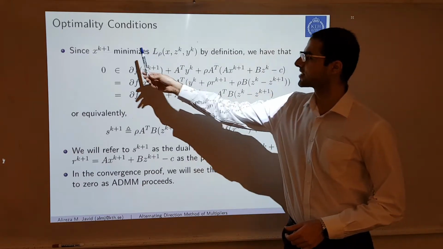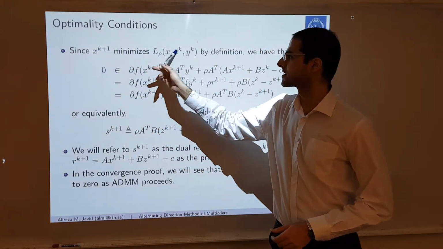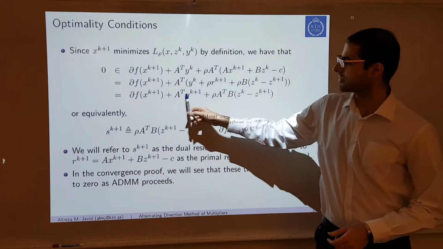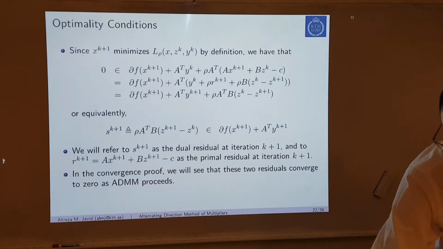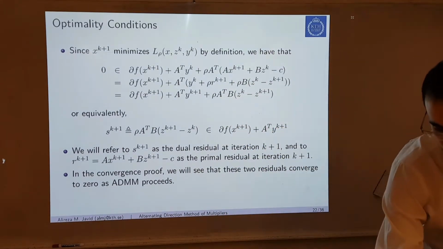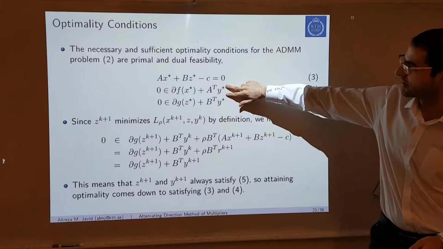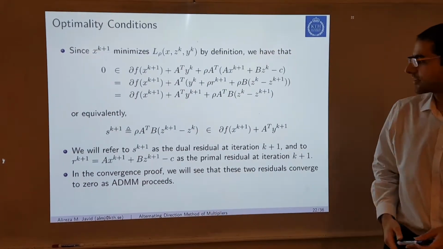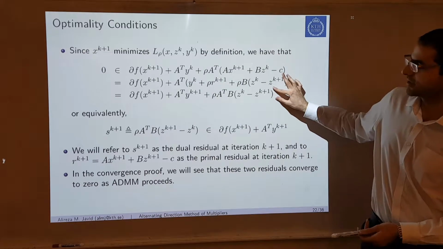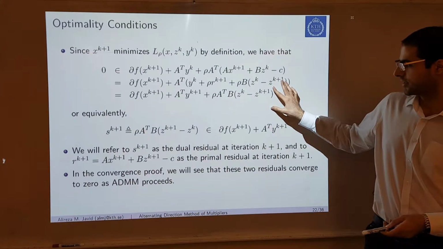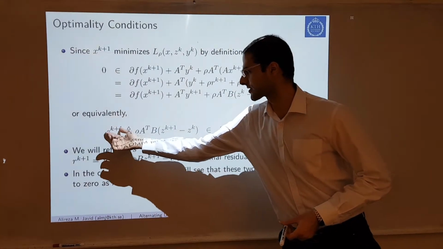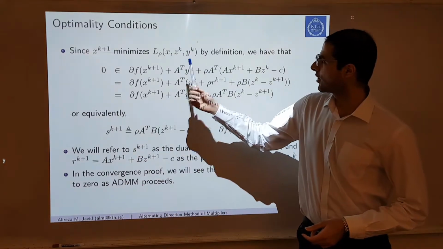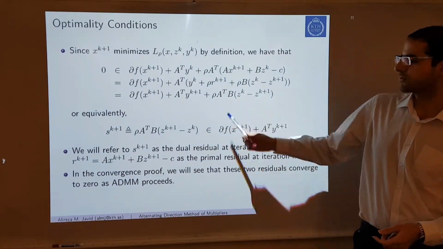For equation 4, we take a similar approach. We say that xk plus 1 minimizes the Lagrangian. You can write the same thing and do a little bit of mathematics. You will see this term. Now, we have one additional term here, which is this guy, compared to the optimality conditions, which is this. We want to show that any pair of x, z, and y satisfies these conditions. So this term actually should go to 0 as iteration goes ahead. So we define this as another residual, the dual residual. We will show in the proof that s and r, these two, go to 0 as ADMM proceeds.